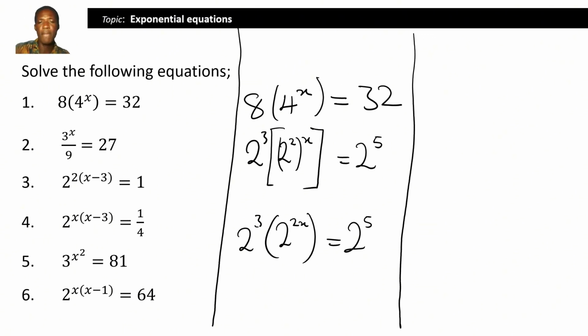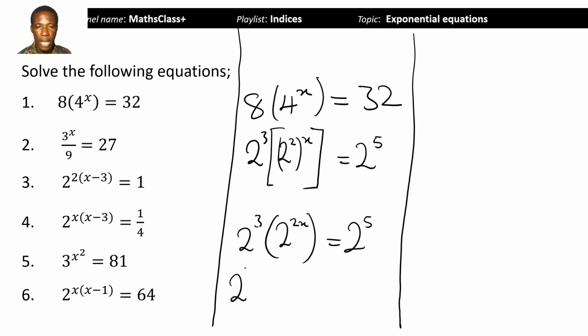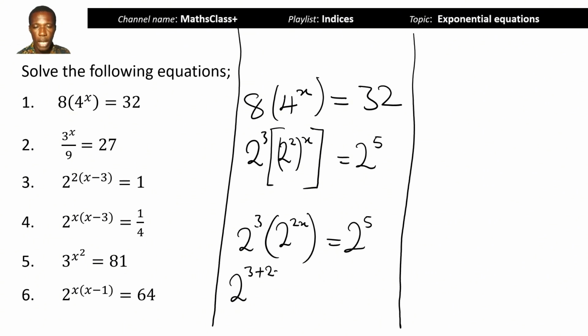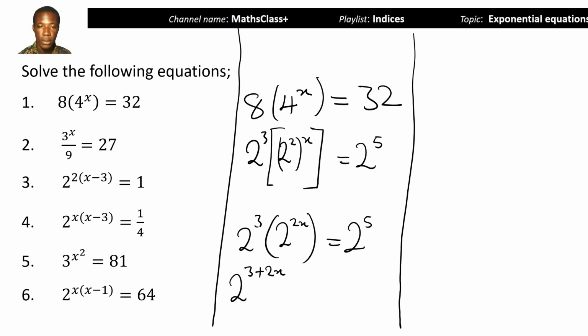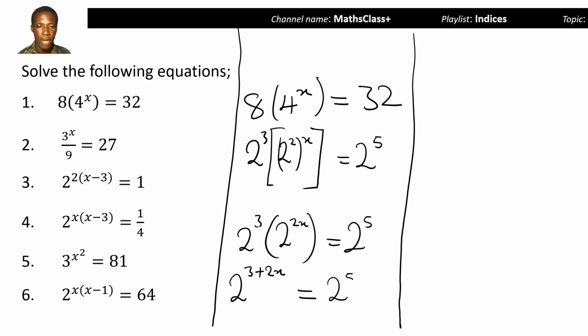Now remember that if you are multiplying and the bases are the same, what happens to the exponents? We sum them. Good. So this one gives us 2 to the power 3 plus 2x, and that should be equal to 2 to the power 5. Now that the bases are the same, we can say the exponents are equal. So 3 plus 2x is equal to 5.